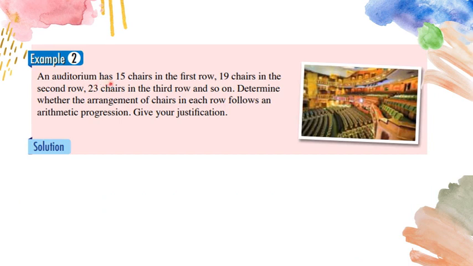An auditorium has 15 chairs in the first row. So this is T1. 19 chairs in the second row, T2. 23 chairs in the third row, T3, and so on. Determine whether the arrangement of chairs in each row follows an arithmetic progression. Give your justification. Remember, if you want to check whether this is an arithmetic progression or not, you have to check for the common difference.